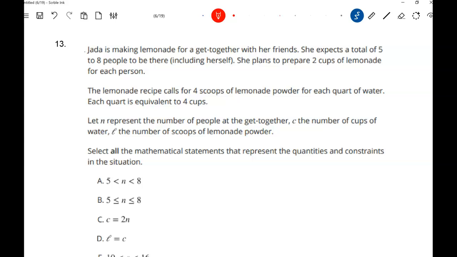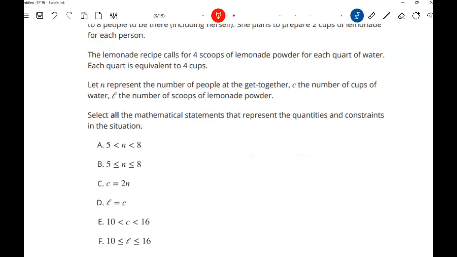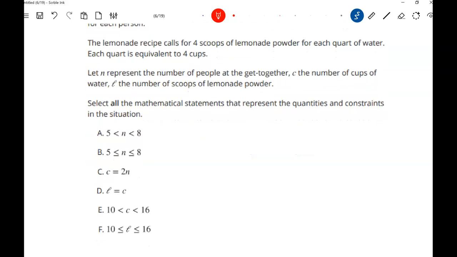N is the number of people, C is the number of cups of water, and L is the number of scoops of lemonade powder. So we're going to choose all of the mathematical statements that represent the quantities and constraints in the situation. A and B both look similar, but B means that 5 people could come and 8 people could come, which is what she expects, anywhere from 5 to 8 people.